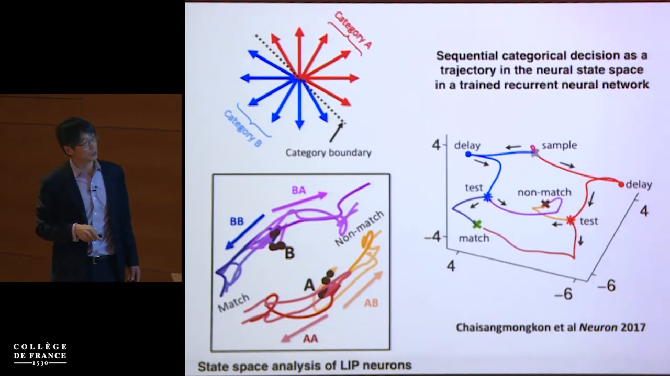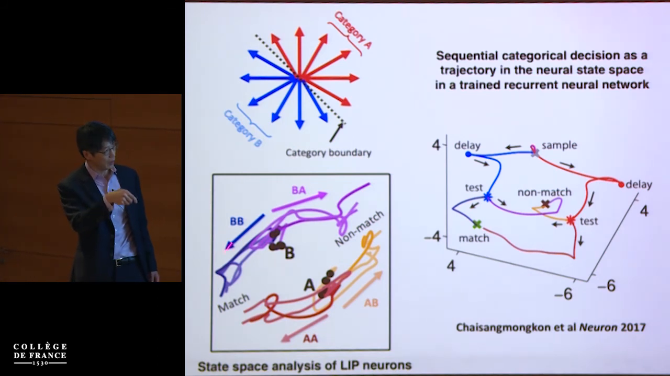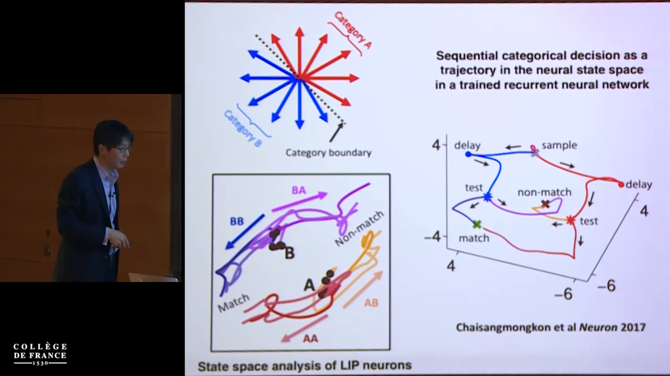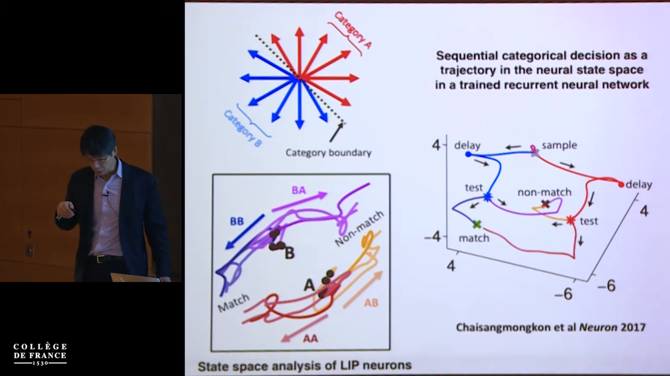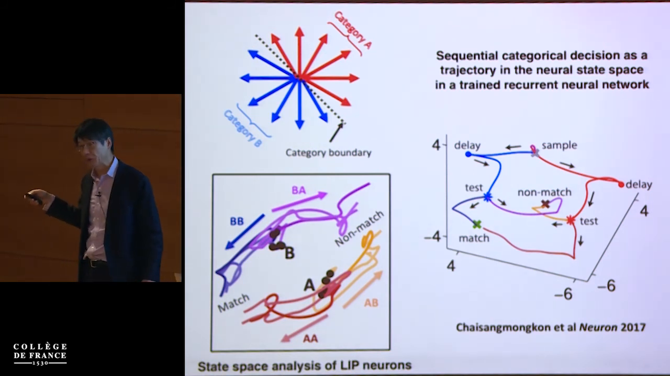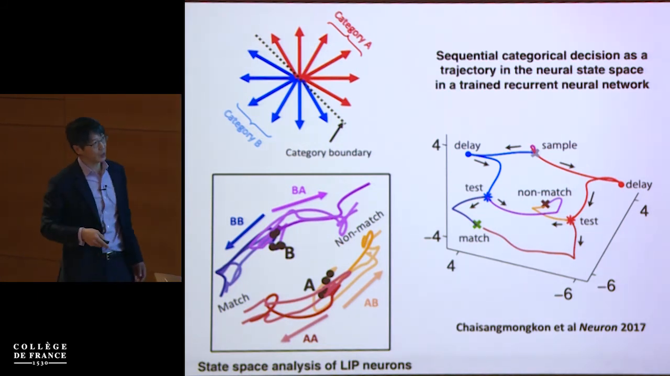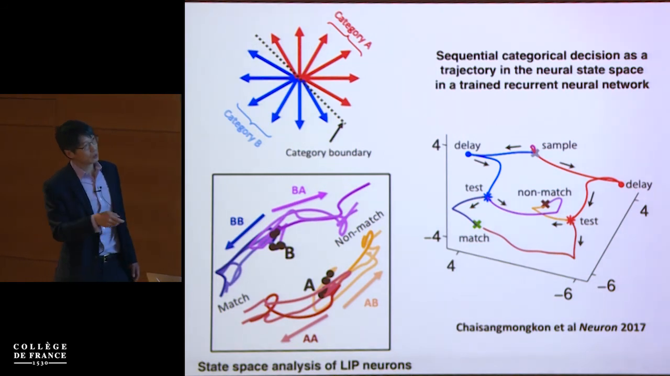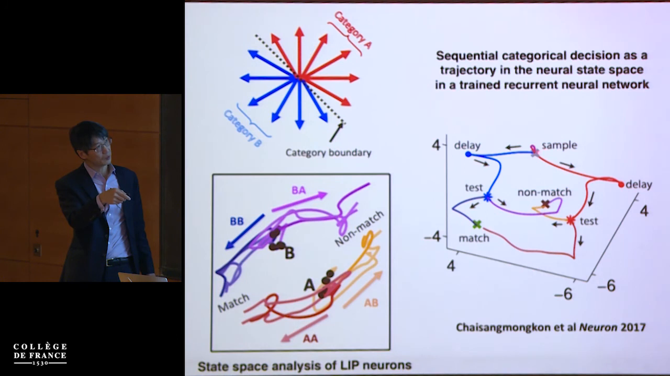Here's the most interesting result from our model, compared with the analysis of single units in LIP from the monkey experiment. The long and short of it is that we can now think about what I described to you as a sequence of decisions that would correspond to a trajectory in the state space of neuron population dynamics. In this model, you would start here, and given a sample stimulus, you classify it into A versus B. That would bring the trajectory either to the left or to the right.